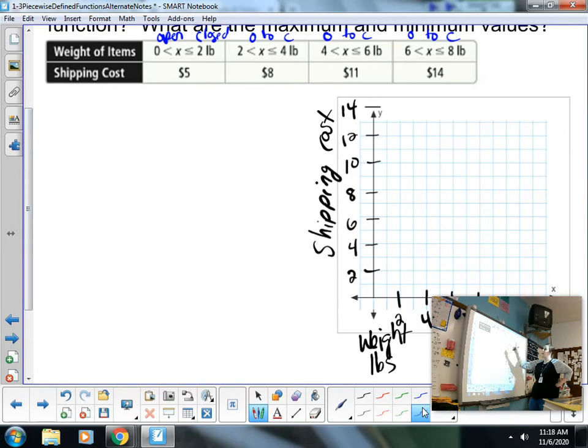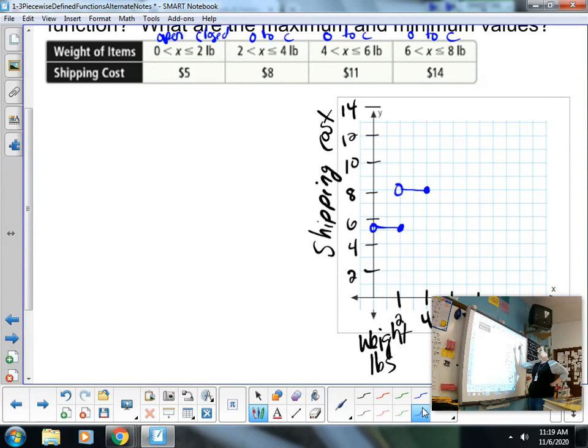So the first one, you're going to be paying $5 from 0 to 2 pounds. 0 does not have a line, 2 does have a line. So I'm looking in between my x of 0 and 2, and then I'm going to be at a height of 5. So I have open circle to closed dot, 0 to 2, all at a height of 5. When I look at the next one, 2 to 4, I'm going to be at $8. So 2 to 4, I'm up at $8. Again, I'm going from an open circle to a closed dot. So you can see it looks like we're jumping from one step to the next.